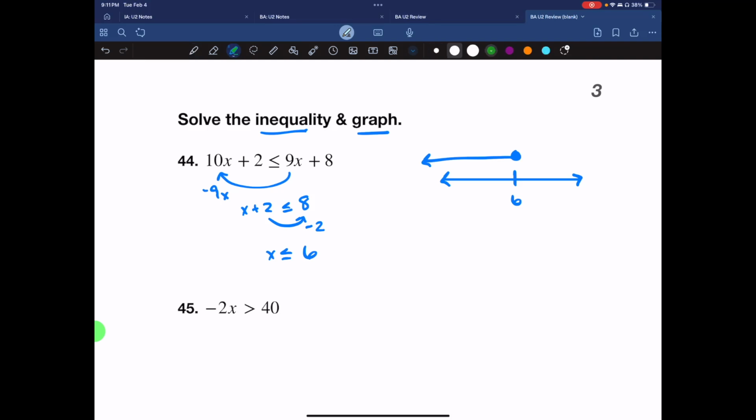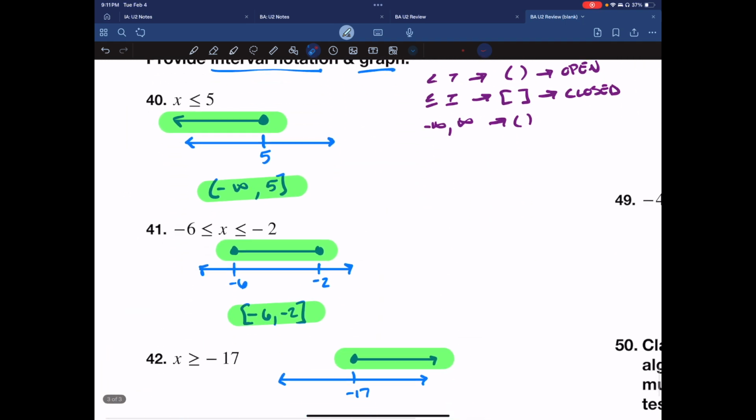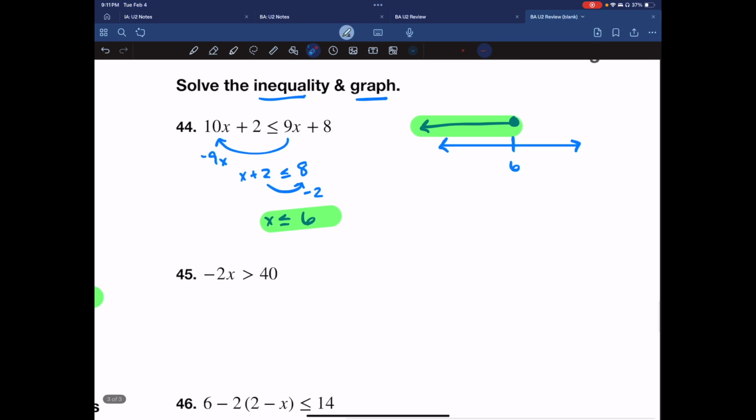Okay. Now, remember that the whole purpose of the inequality and how helpful it is: the bar tells you whether or not it's going to be open or closed. The direction it's pointing tells you where to shade. So this one's pointing to the left. That's why I shade to the left. Okay. And because of the bar, that's why it's closed. So the inequalities can be super helpful. Like over here, 41, X was in between those two numbers. So it told you exactly that I was going to be shading in between here. Okay. 45.